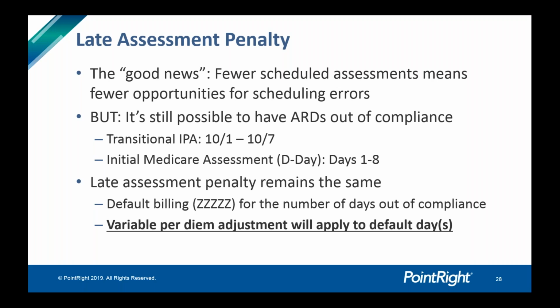So how that penalty is assessed is still the same. You're going to default bill that Z, the 5 Z's on your bill for the number of days that your ARD is out of compliance. So if your ARD is 2 days late, you're going to have to bill 2 default days. Now, CMS also clarified that the variable per diem adjustment will apply to those default days because you're billing those default days at the beginning of the payment period. That 3x NTA, for example, would be applied to that default rate. So that's another reason why you want to make sure that you minimize your risk of default payment.